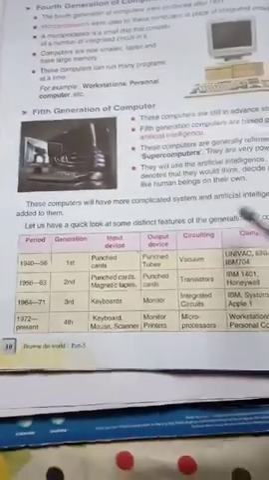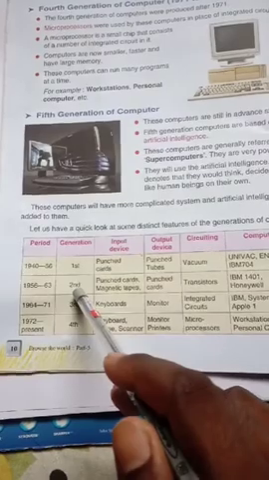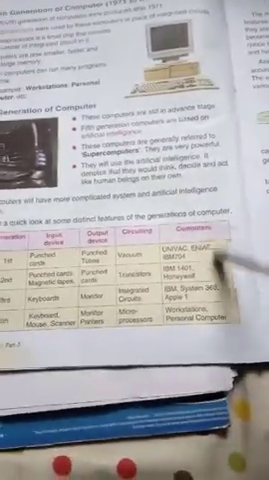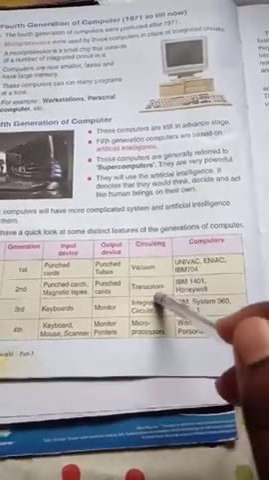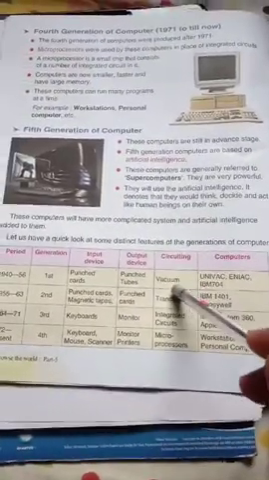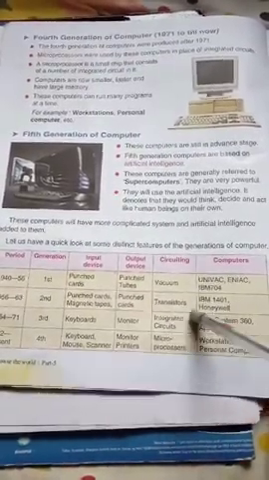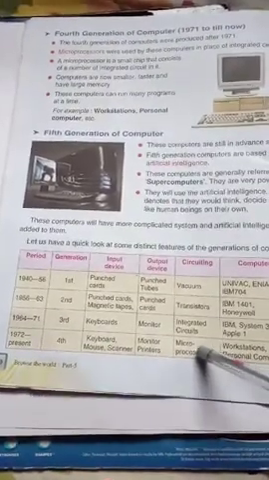So just look at a glance: this is the first generation computer, second generation computer, third generation computer, and fourth generation computer. Here you can see the examples and the circuitry device. In first generation it was vacuum tube, next transistor, next integrated circuits, and next in fourth generation microprocessor.